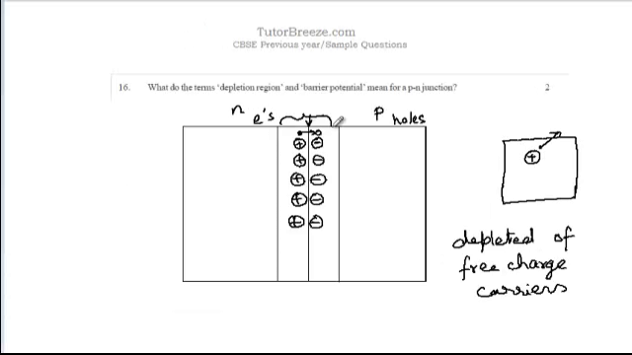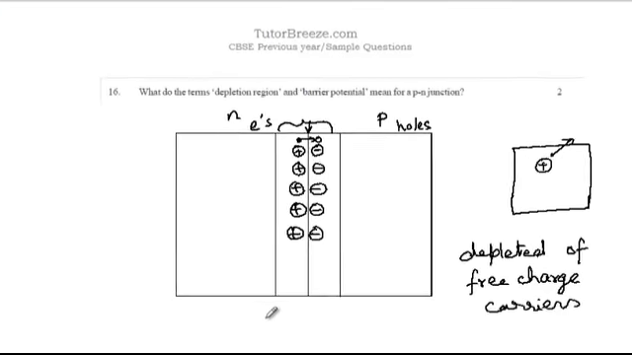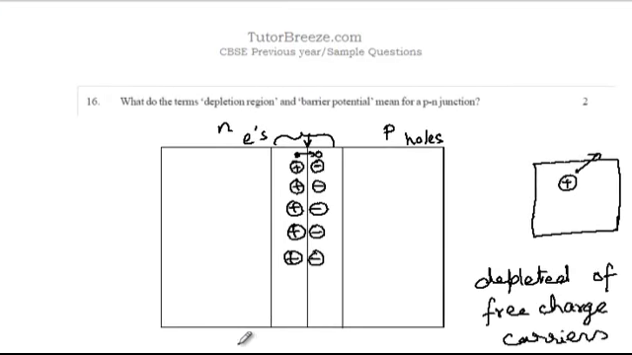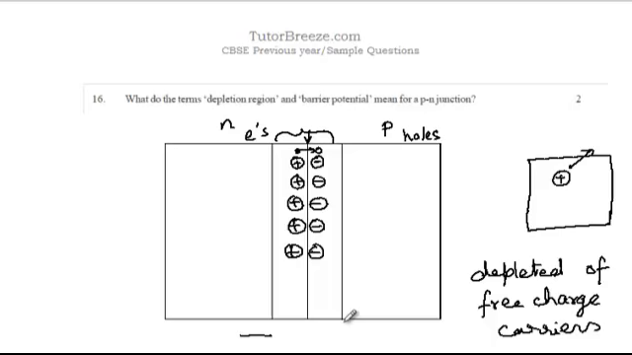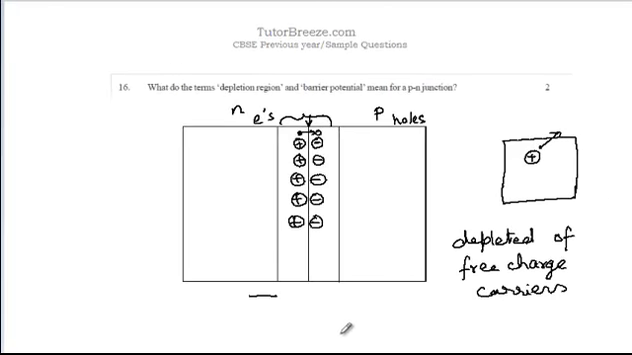Now let's look at the term barrier potential. On the N side we have a layer of positive charge, so we can say this is at a high potential, whereas on the P side we have a layer of negative charge, so we can say this is at a low potential. You have a potential gradient, a fall in potential as you move from the N side to the P side. Now this potential difference is called a barrier potential.